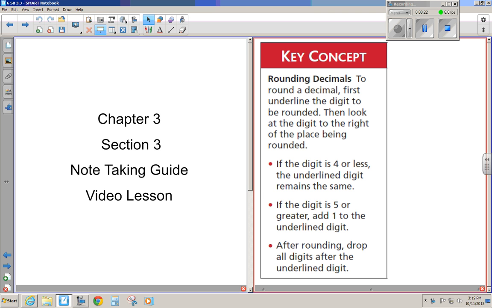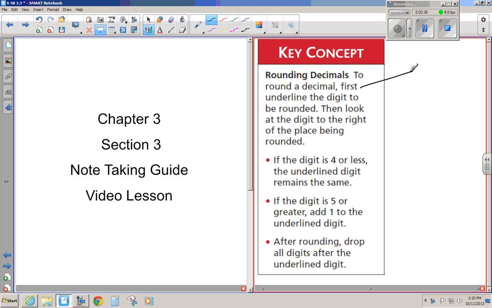Now, I wouldn't say you necessarily have to underline it. You could simply state that instead of underlining, you need to first indicate or show or point to which place you're rounding to. Then look at the digit to the right of the place being rounded.